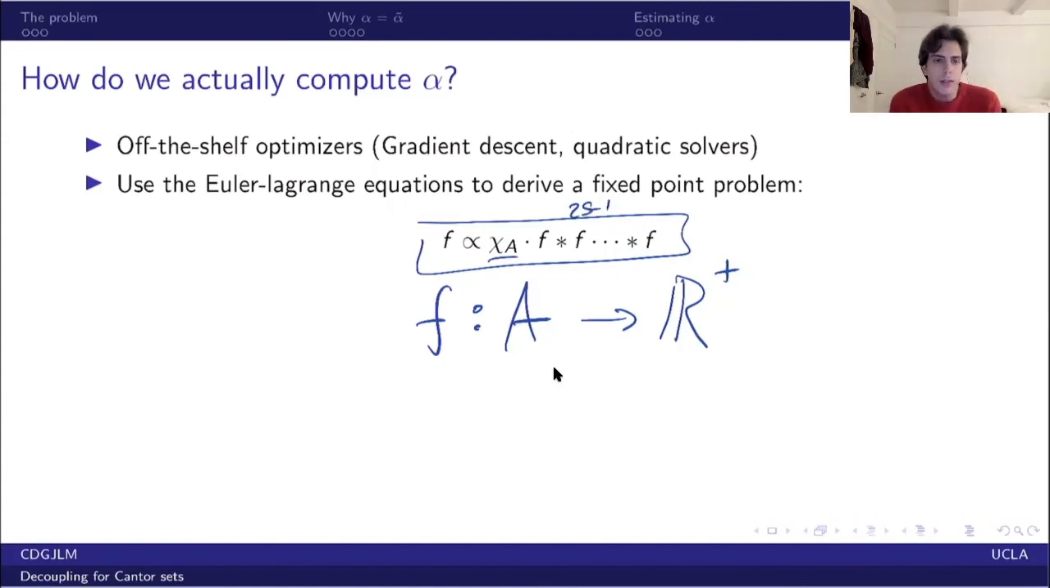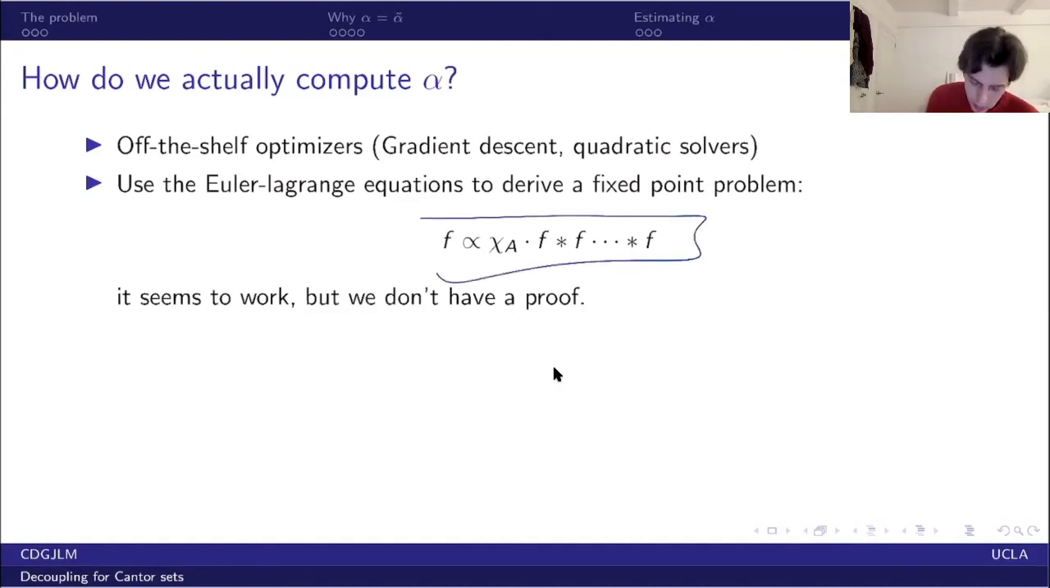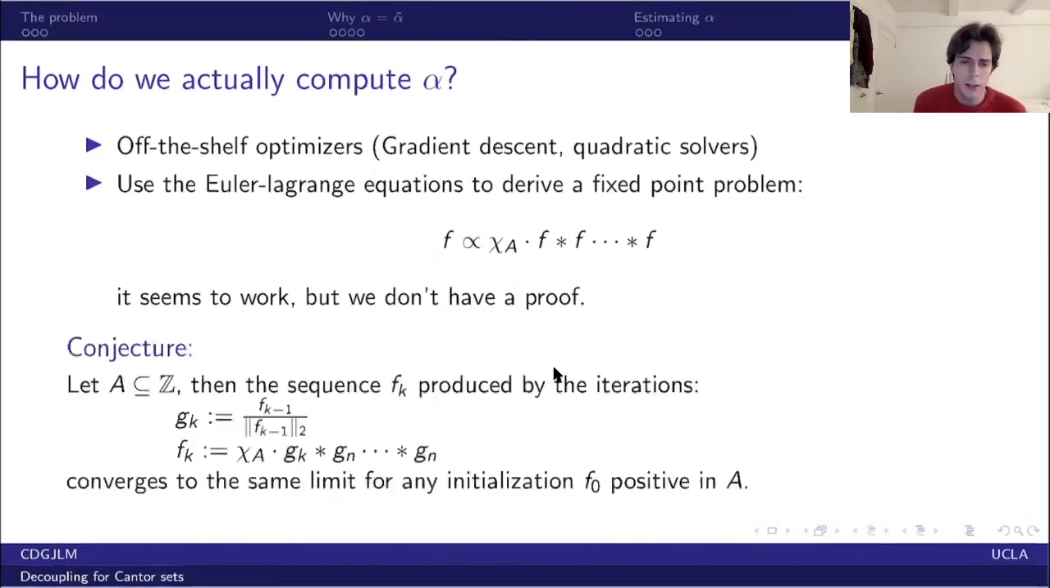And that suggests a very clear numerical method. Basically you start with a candidate and then you substitute it by the 2s minus 1-fold convolution. And then you should get something better. And you hope that in the end, in the limit, you get a solution to the Euler-Lagrange equations. And again, it turns out in practice it works.